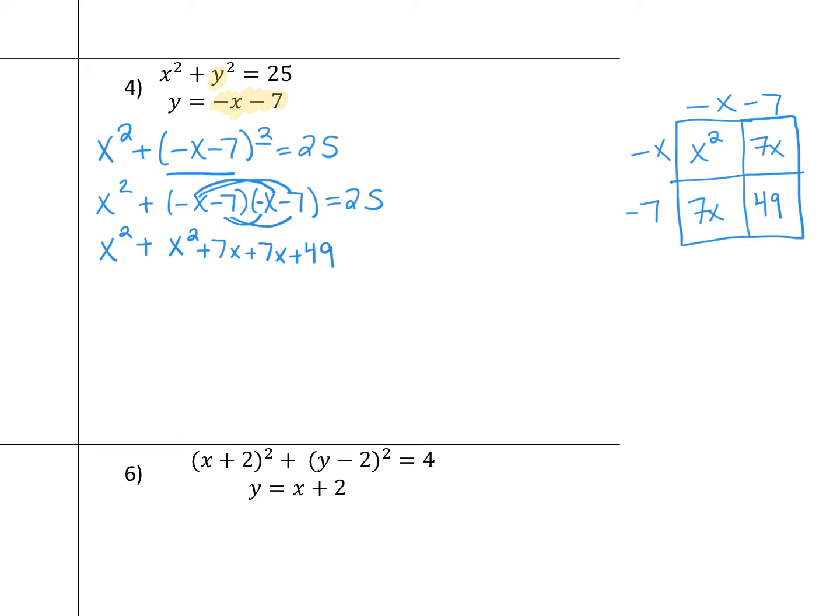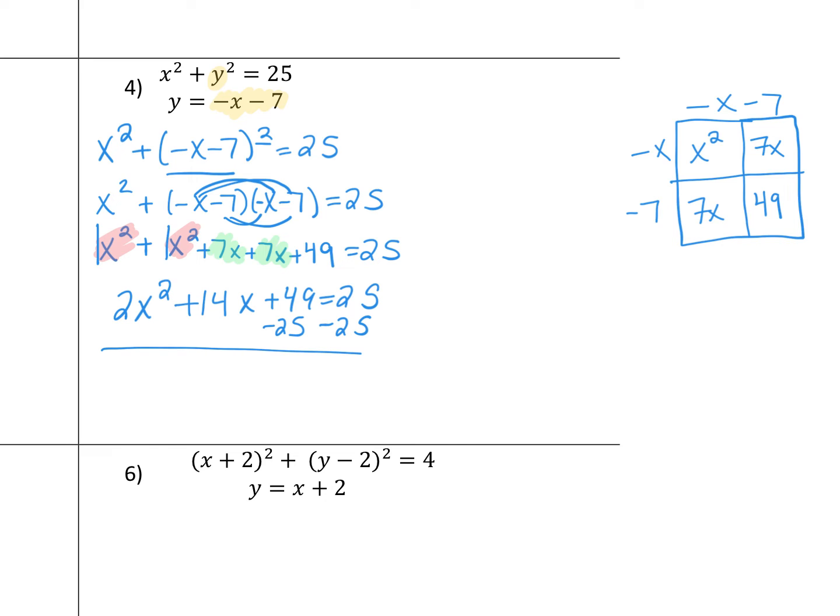So I'm going to bring down this x squared from the beginning, put this 25 at the end. Now I need to combine some like terms. So I have x squared plus x squared. So now this is like 1x squared plus 1x squared is going to give me 2x squared. Then I have 7x and 7x. So if I add those together, I'm going to get 14x plus 49 equals 25. Now, like we talked about in number 1 and in number 2, my equation needs to be equal to 0 in order to solve. So I'm going to subtract 25. And so I'll get 2x squared plus 14x plus 24 is equal to 0.